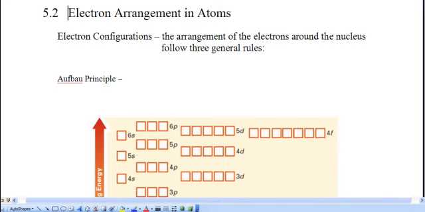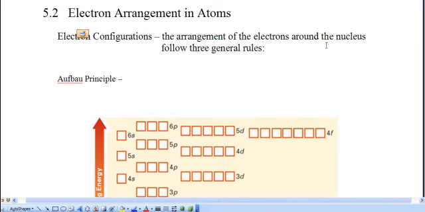Hey, in the last section, 5.1, we learned that we don't know exactly where these electrons are around the nucleus. We only know the probability of finding them in given areas. They do exist at certain distances or certain energy levels, but yet we don't know exactly where they are in those energy levels. So this section is describing how we basically know where they are 90% of the time.